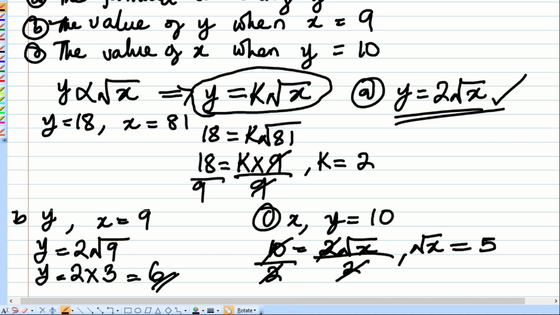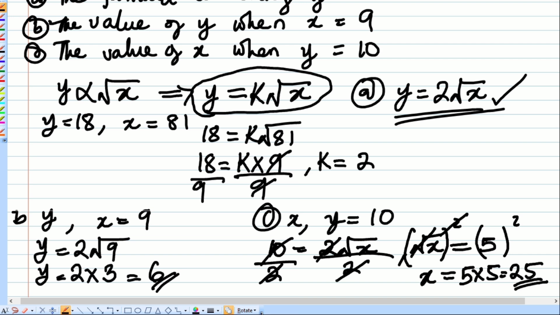So when you have the square root of x equal to 5, how do you now get what x is? All right, to eliminate the square root, we just take the square of both sides. So you see that this square will cancel the square root. So we have x is equal to 5 squared, which means 5 times 5. So x will become 25.